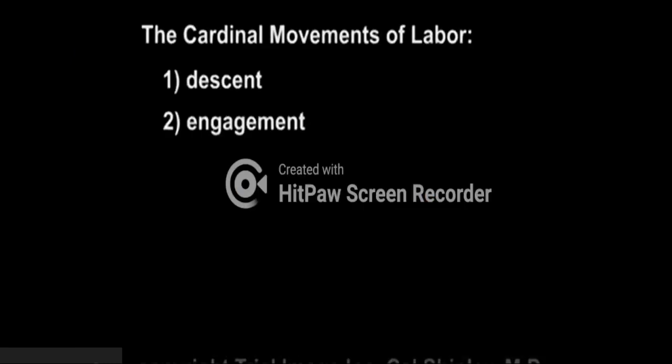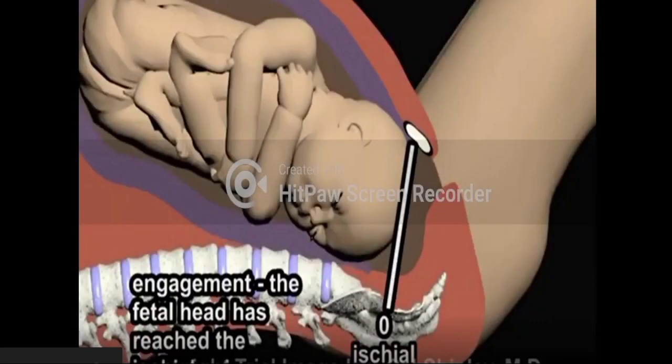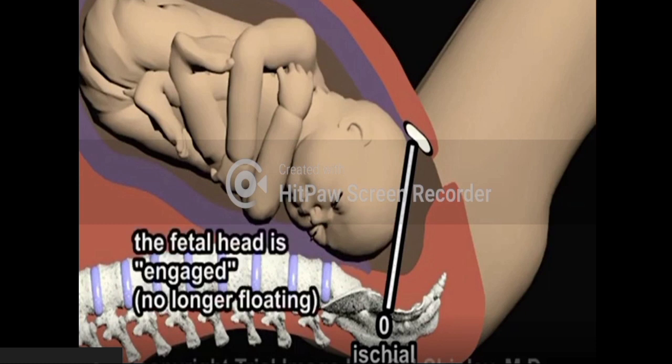The second cardinal movement is engagement. Engagement occurs when the fetal head has reached the ischial spines at 0 station. At any fetal station with a negative value, the fetal head is said to be floating. But once it reaches 0 station, the fetal head is said to be engaged.